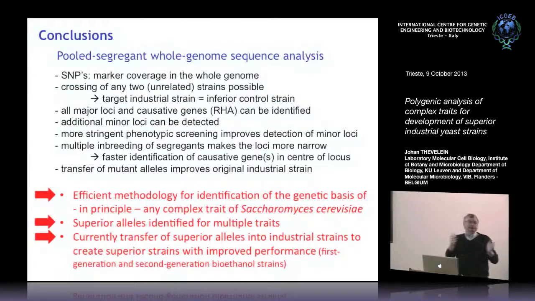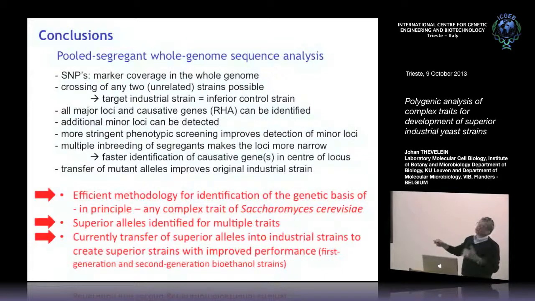So we can conclude that this technology, pooled segregant whole genome sequence analysis, is now also done with other organisms, with plants, with animals. You can do that with any organism that you can cross that has sexual reproduction. We can clearly use the SNPs as genetic markers in the whole genome. We can cross two unrelated strains.